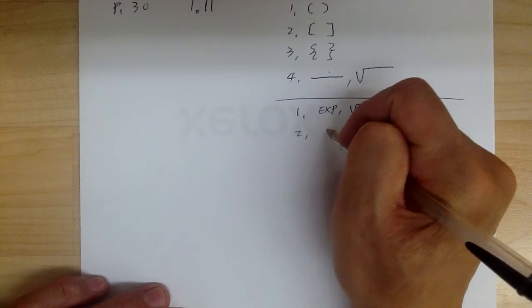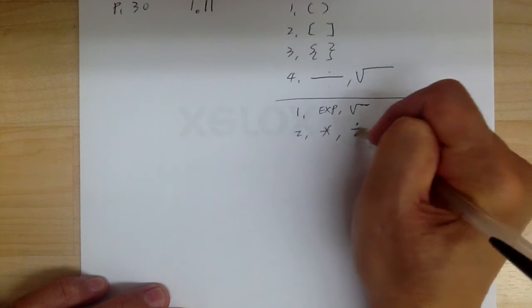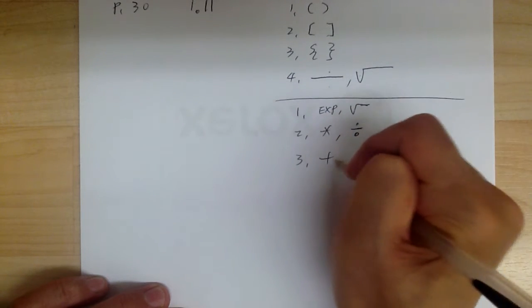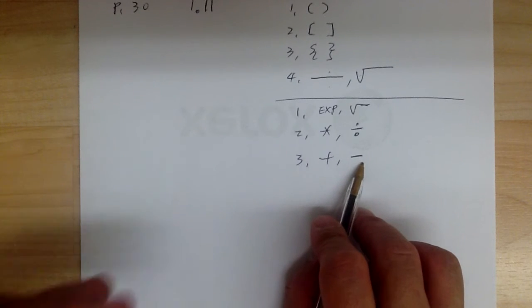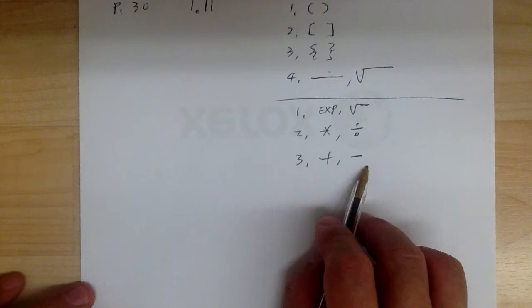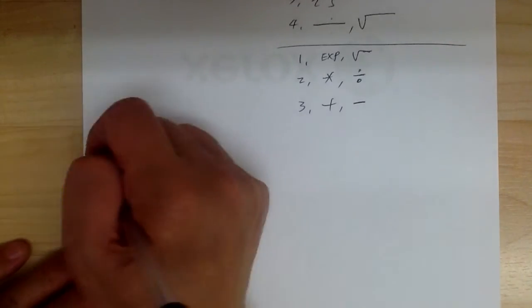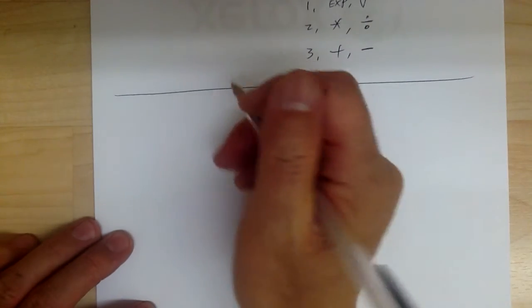Okay. Then after that, number 2 would be multiplication, then division, and 3 would be addition, subtraction. So these are the orders. So if you have addition and subtraction, they are the same level, then you go from left to right. So let's go over some examples.